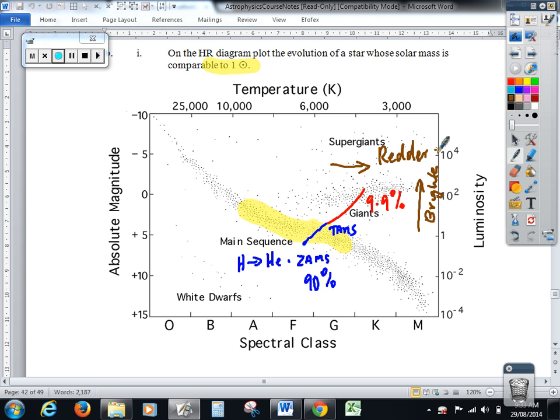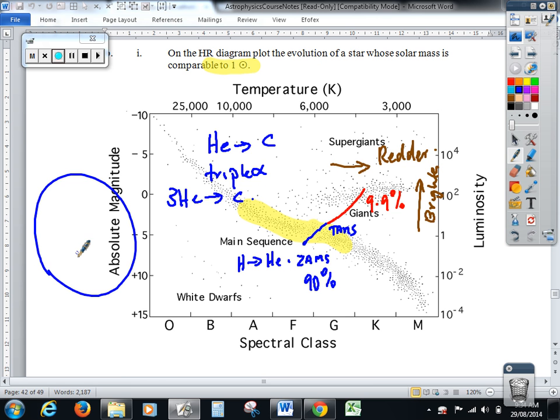Okay. At this point, what is it doing? It's doing a whole variety of things. It's firstly fusing helium into carbon by the triple alpha process. Now the triple alpha is helium plus helium plus helium, so it's three heliums becoming carbon. That means that now carbon is starting to go into the centre.